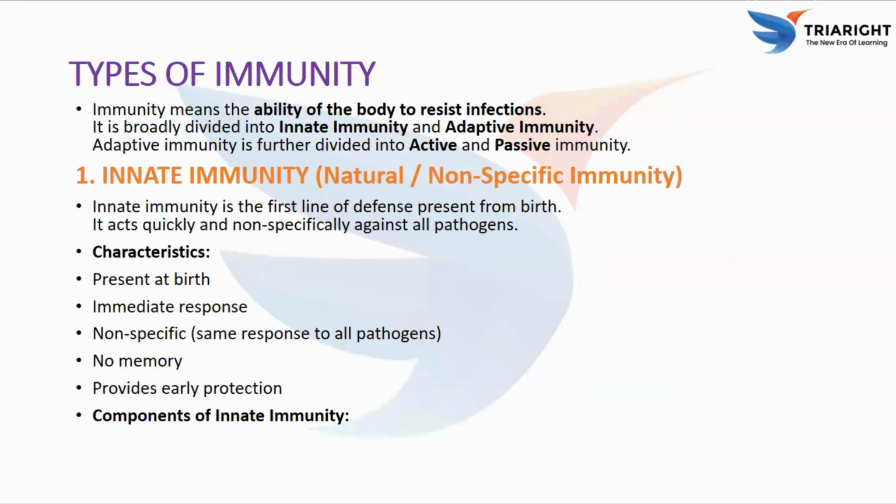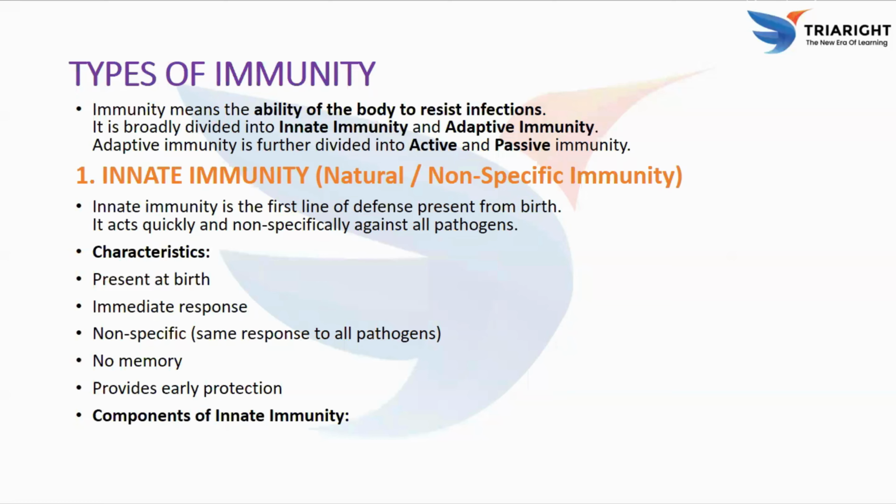The first one is innate immunity. Innate immunity is the first line of defense. It protects the body from birth and it responds quickly to any foreign invader. So why is it called innate? Because you are born with it. It does not require prior exposure to a pathogen.